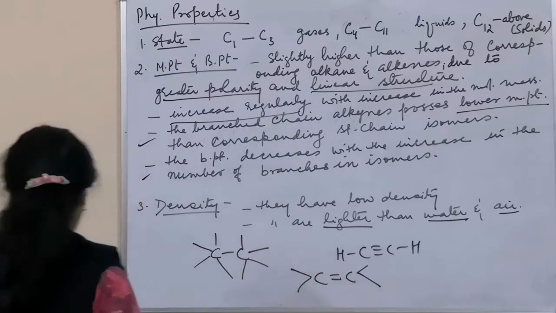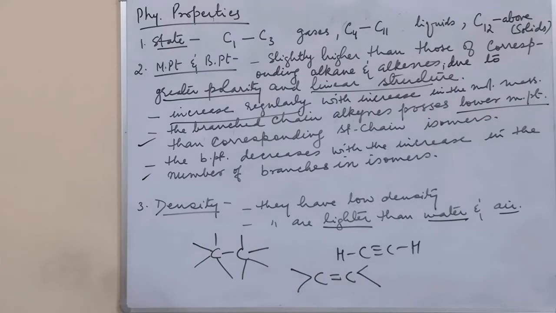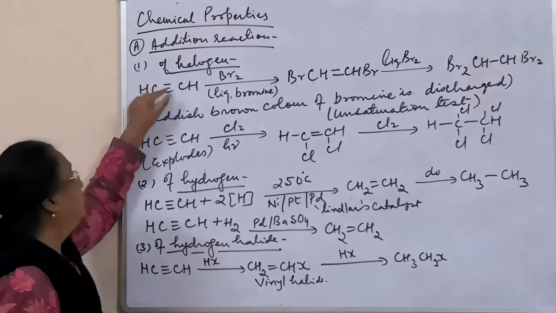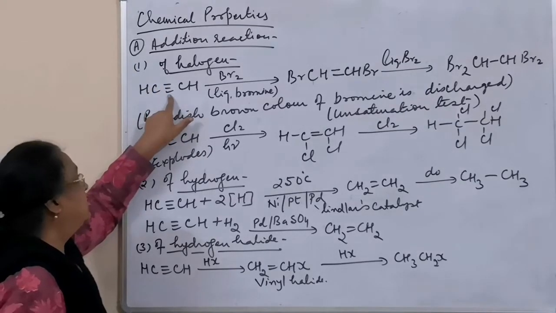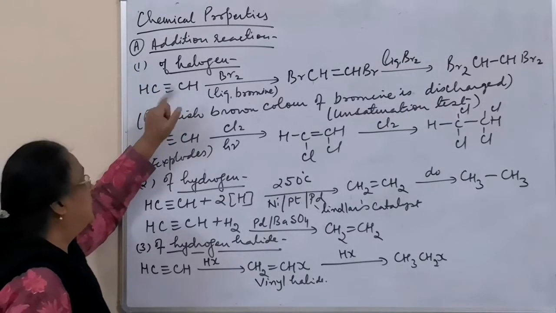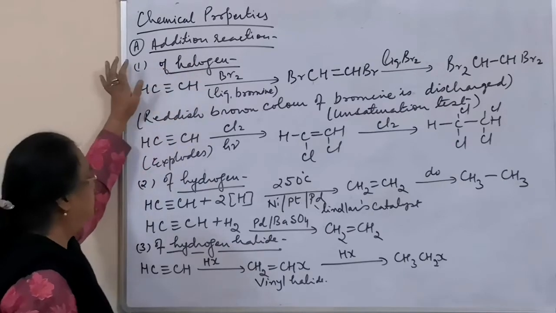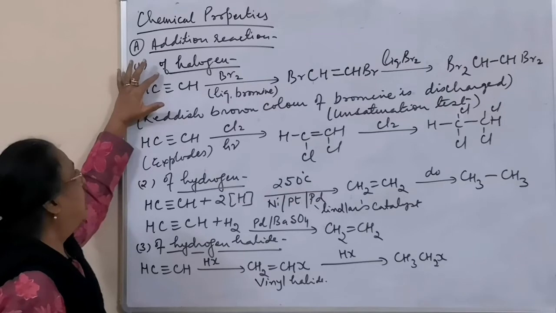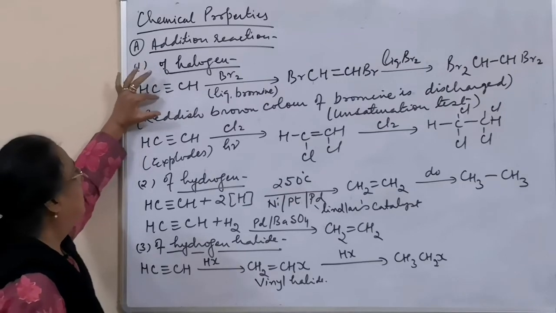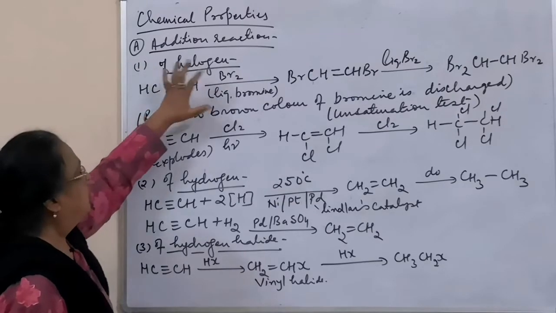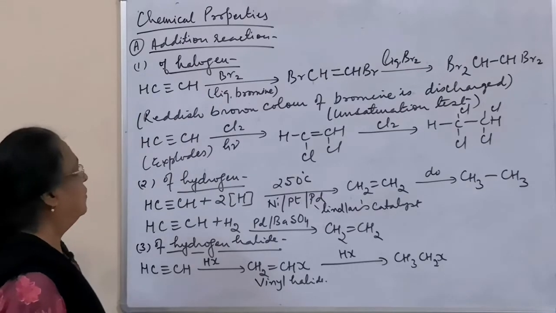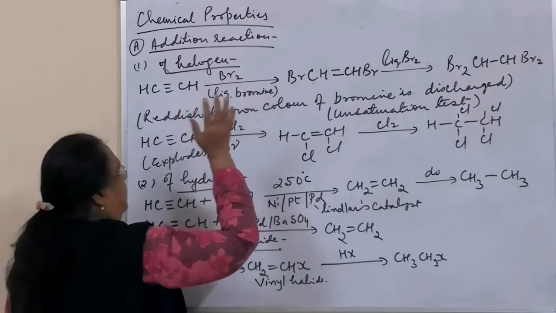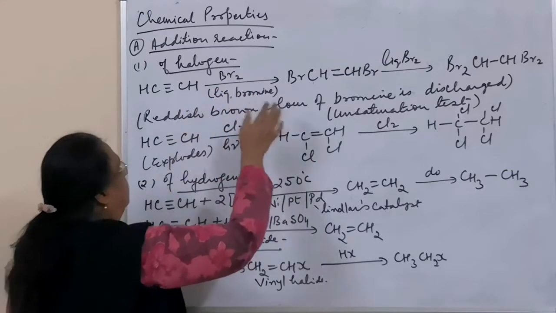So we come to the chemical properties, and that is more important. We will start now. As acetylene has a triple bond and is unsaturated, it will undergo addition reactions. Only a few reactions you have to do. First is addition of halogen. Acetylene combines with bromine. You know bromine exists in the form of a liquid, liquid bromine that has a reddish brown color.